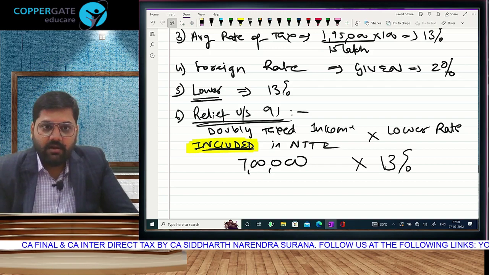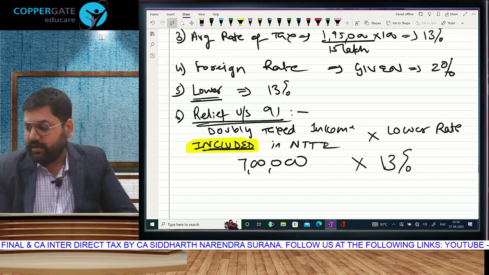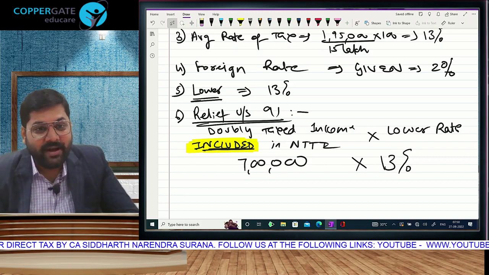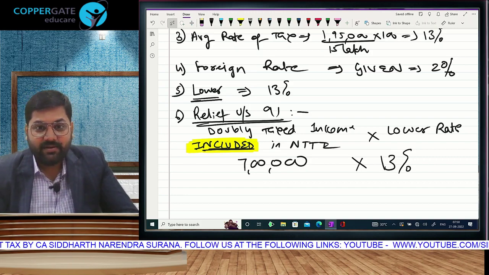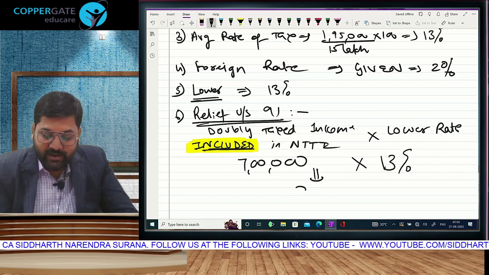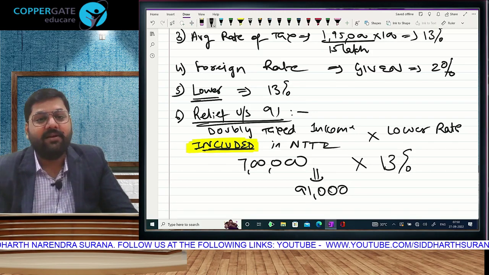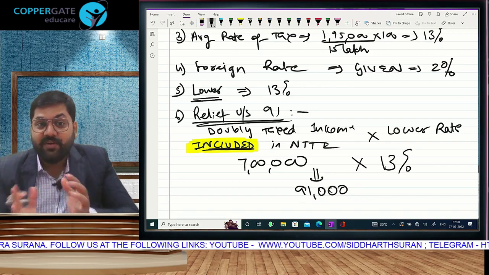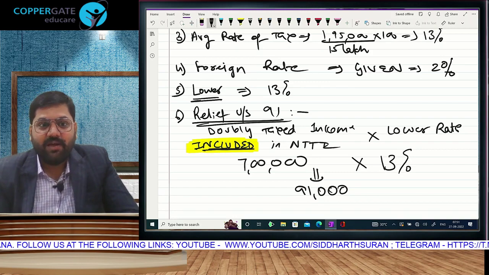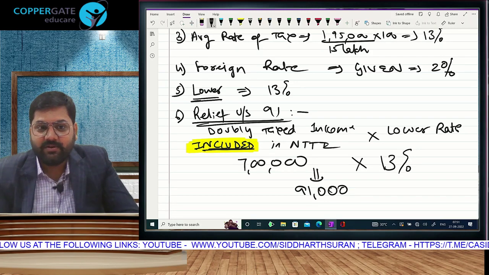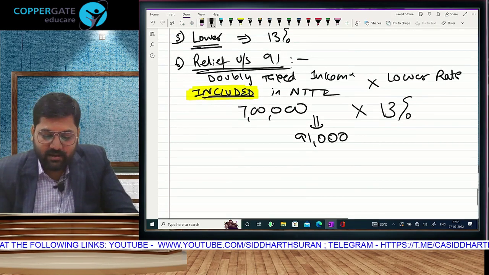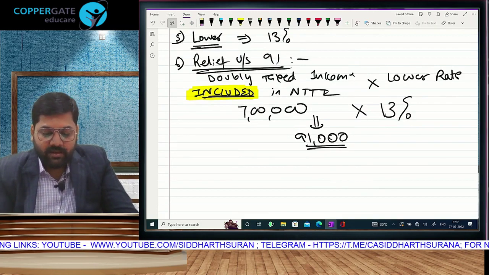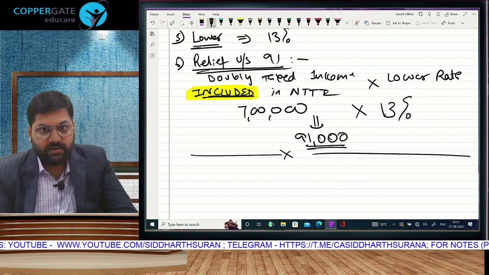Is that clear? After this, whatever has to be done, that is your romance with your calculator, the most romantic story in the planet. I am not interested in how your calculator derives 91,000. I am not interested. What am I interested in? Have we understood the concept? Have we understood how to calculate doubly taxed income into the lower of the two rates? Correct? Have we understood how to calculate relief? Okay. With this, calculation of relief is over.